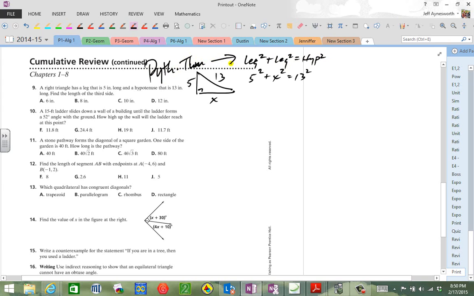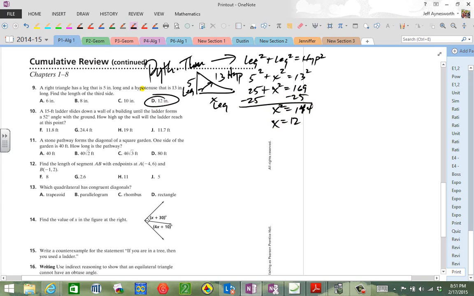All right, leg here, hypotenuse opposite of right angle is 13. So 25 plus x squared is equal to 169. Subtract 25 and get x squared is equal to 144. That means x is 12. Why? 12 squared is 144, right? So there we go.